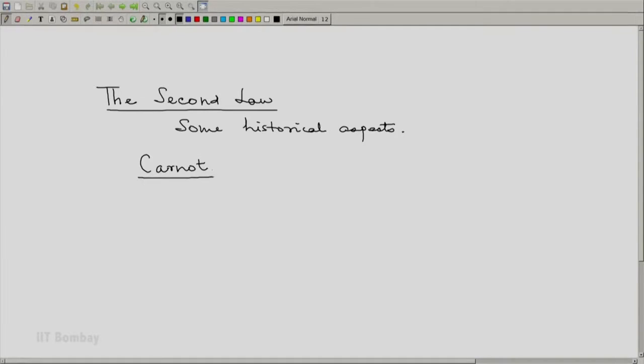Before studying the details of the second law of thermodynamics, let us look at some history pertaining to the second law of thermodynamics. Perhaps the most important name for us is Carnot, a French engineer whose job was to extract water and move materials out of mines. So he used to handle pumps which were driven by engines. The engines were running on steam, coal was consumed as a fuel.